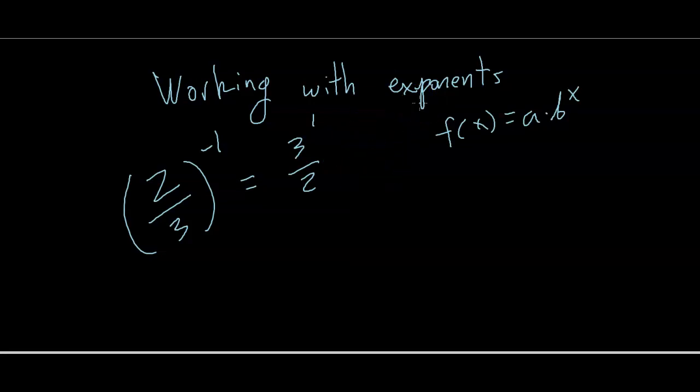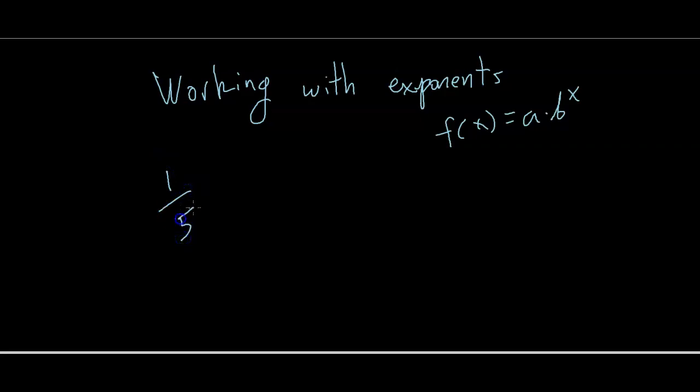All right, let's do a couple more examples. What if we had something like 1/5, okay, raised to the negative first power? Well, that just becomes 5/1 raised to the first power, right? Raise the numerator and the denominator to that power. That's just 5/1, which is just 5, right?